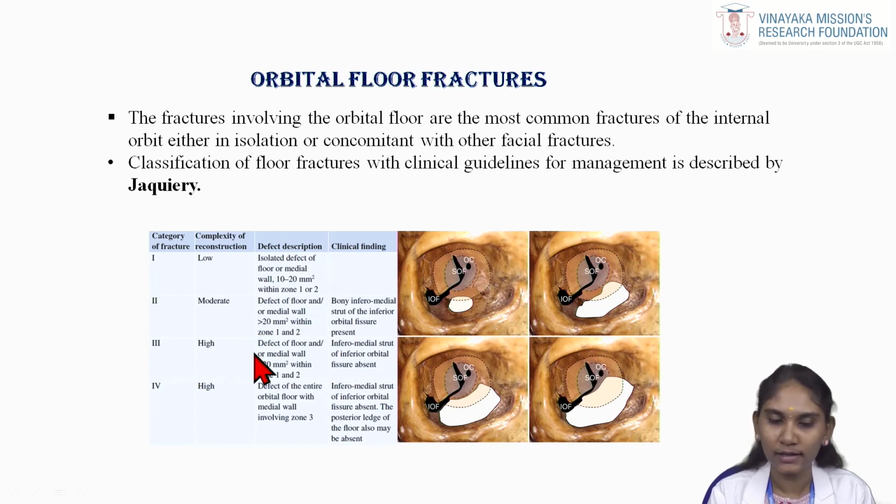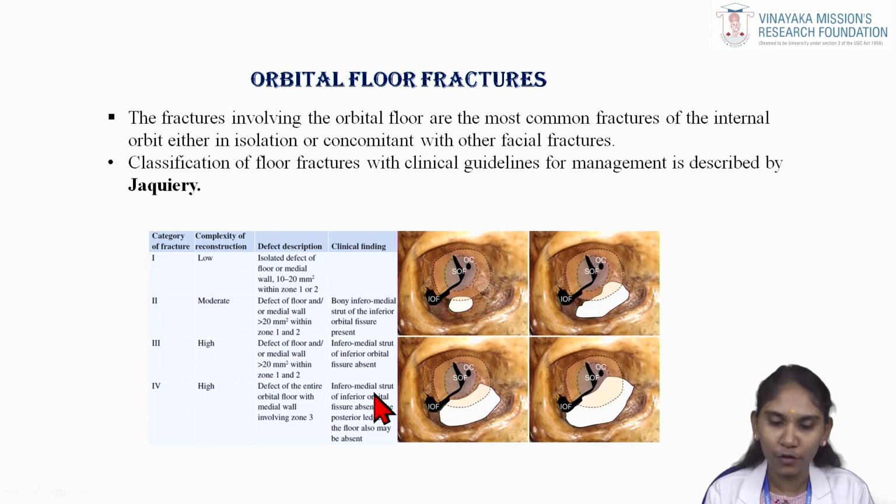And in moderate and the third category, there will be the same, the defect of the floor or the medial wall more than 20 mm within zone 1 and 2, okay. So, what about the clinical finding? In category 1, you will see no clinical finding, whereas in category 2 and 3, see, in category 2, the inferomedial strut of the inferior orbital fissure will be present, whereas in category 3, the inferomedial strut of the inferior orbital fissure will be absent. You can appreciate in the diagrams here. And category 4 is, there will be a defect of the entire orbital floor with the medial wall involving the zone 3. So, it is involved till the zone 3.